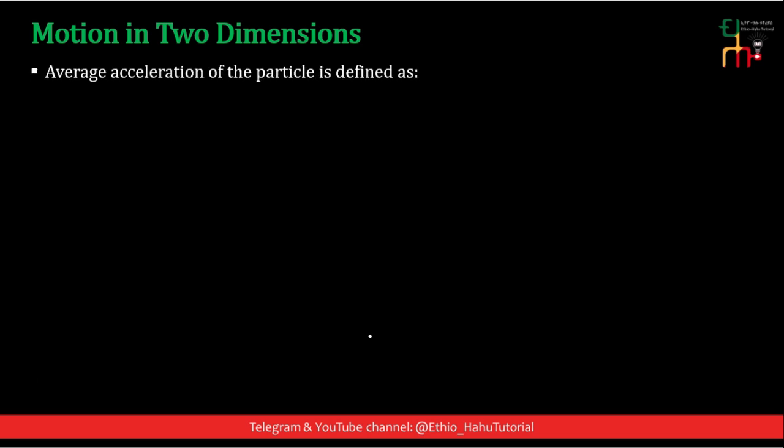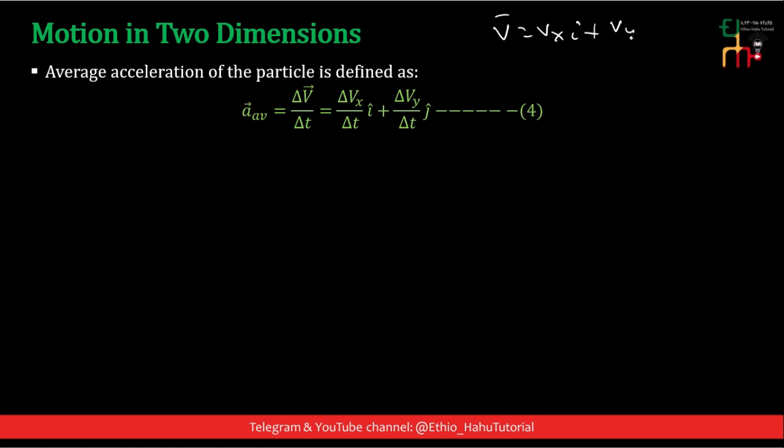of the particle. Average acceleration of the particle is defined as the time rate of change of velocity. Since V is Vx i plus Vy j, change in V is simply change in Vx i plus change in Vy j. If you substitute for change in V, change in Vx i plus change in Vy j divided by delta t, we have this. Therefore, average acceleration is simply the time rate of change of velocity along the x-axis in the i plus the time rate of change of velocity along the y-axis j.